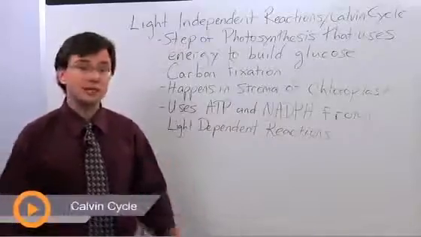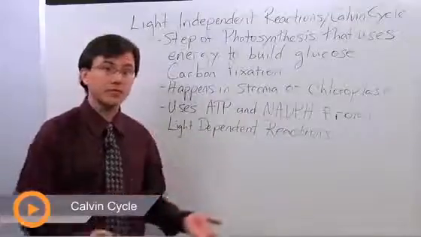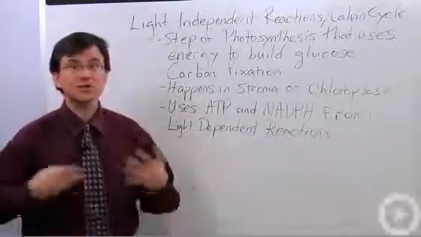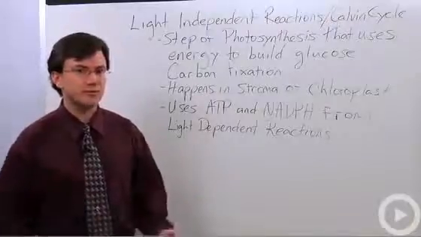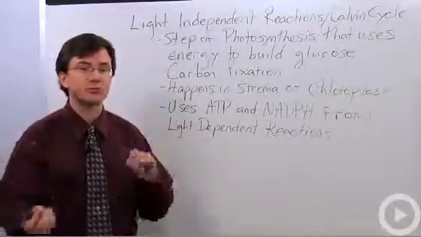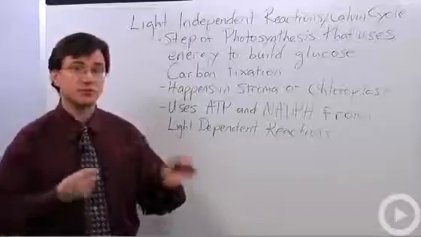Photosynthesis is a two-step process. The first step is the light-dependent reactions. The second step is called the light-independent reactions. I often will just simply call it the Calvin cycle. It makes it easier for my students to remember and hear the difference between the two steps.